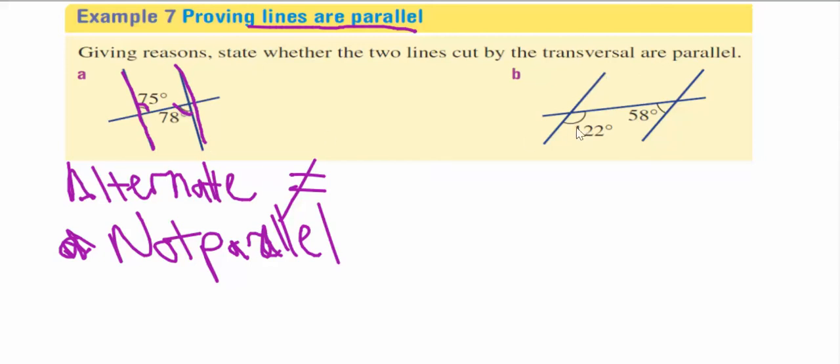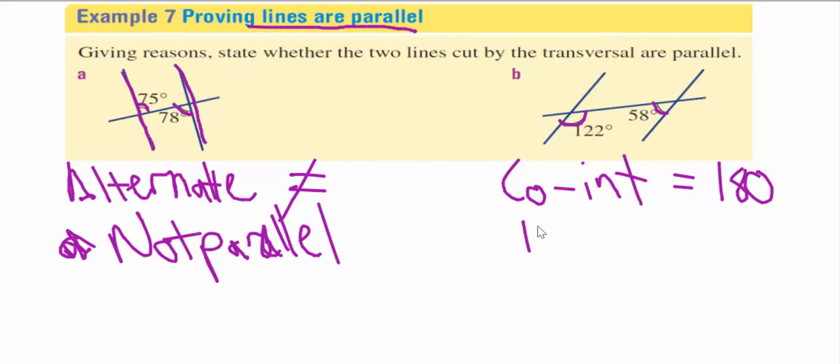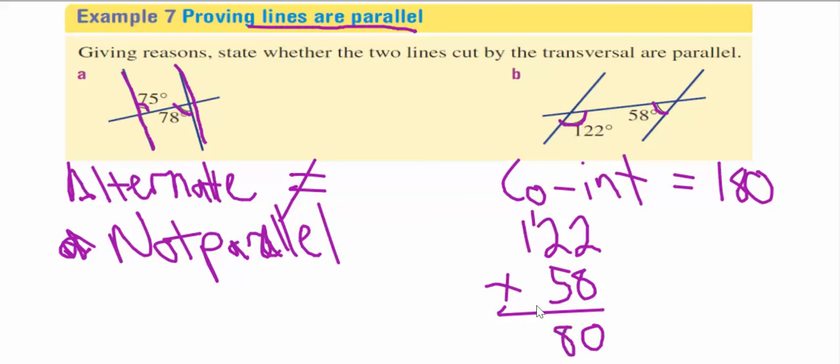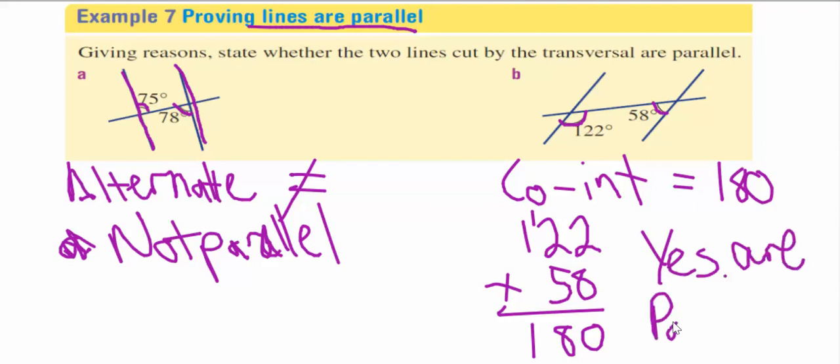Now these two lines, what type of angles have we got here? We've got same side of the transversal inside our parallel lines. So they are co-interior, and they should equal 180 degrees. So let's test it. 122 and 58. We're adding them together. 8 plus 2 is 0. Carry the 1. 5, 6, 7, 8. 1. 180. So yes, they are parallel.